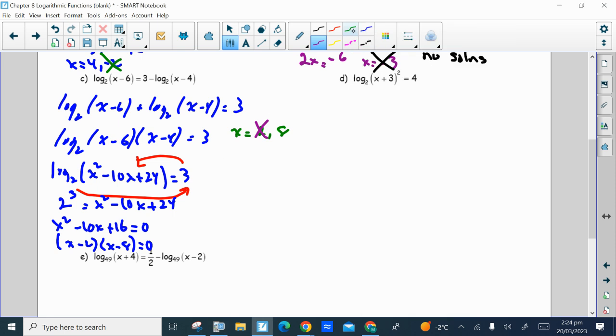And if we want to state our restrictions, take each argument and set it greater than 0. So that gives us x is greater than 6. The other argument involving x is x minus 4, which gives us x is greater than 4. So x is greater than 6 is the one that satisfies both. That's our domain. And again, our answer of 8 does fit that restriction.